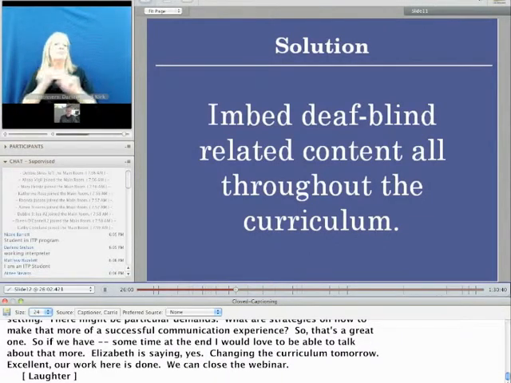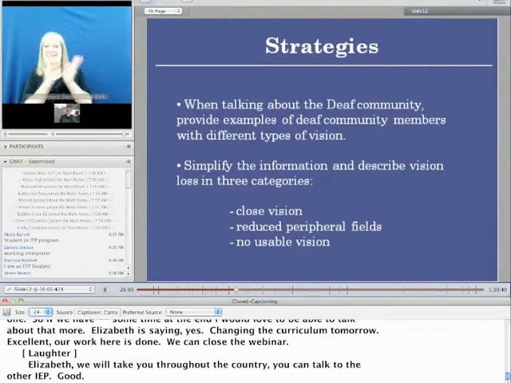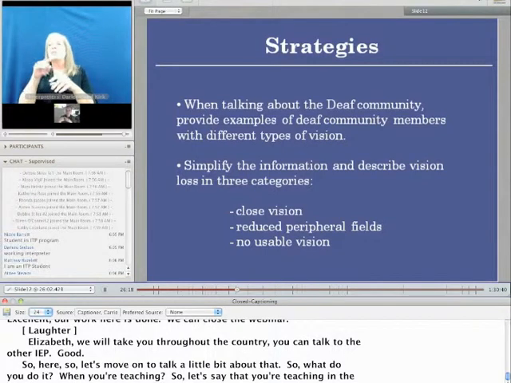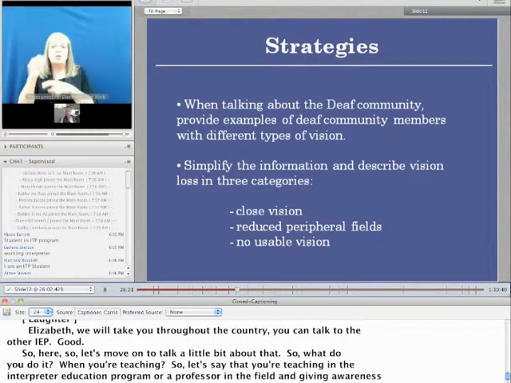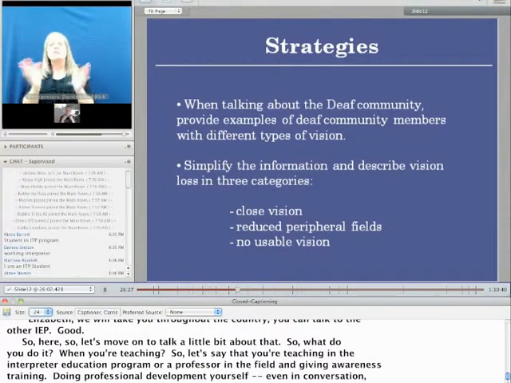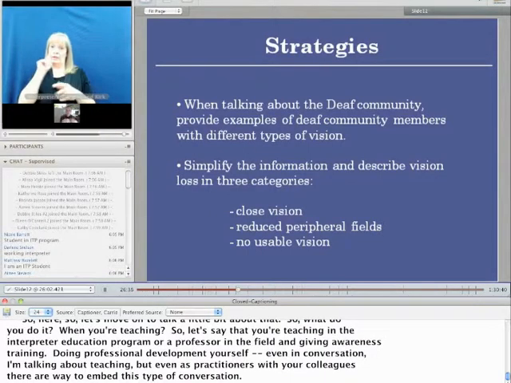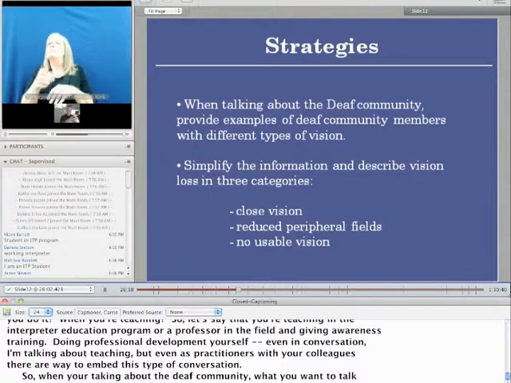Good. So let's move on to talk a little bit about that. So how do you do it when you're teaching? Let's say you're teaching in the interpreter education program, or you are a professional in the field giving awareness trainings, doing professional development yourself. And even in conversation as practitioners with your colleagues, there are ways to embed this type of conversation. So when you're talking about the deaf community, just provide examples of those deaf community members who have different types of vision loss.